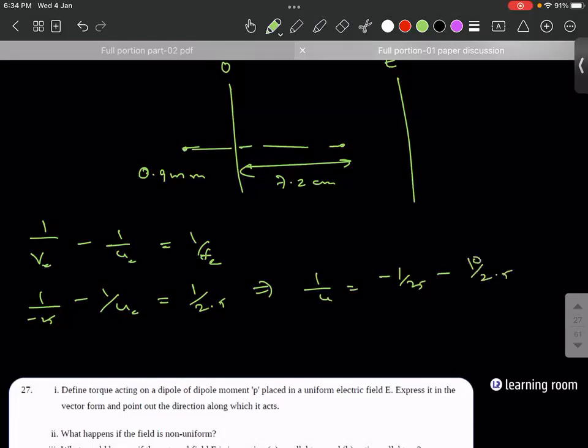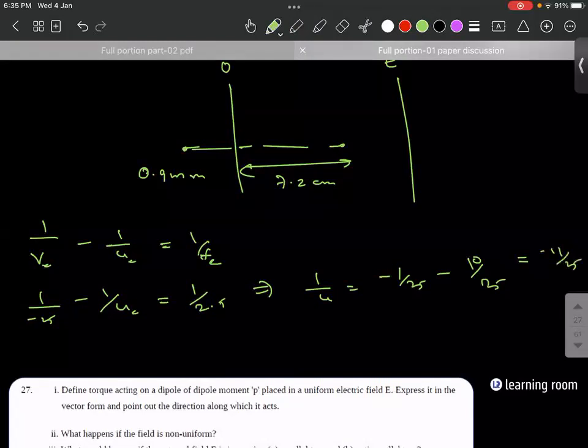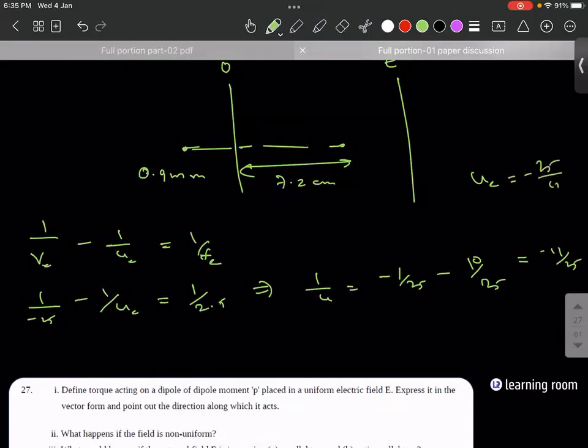But 10 by 25, can I write it? Correct? 10 by 25. So how much will be the answer? Minus 11 by 25. So UE will be 25 divided by 11 with a negative sign. So this will be 25 divided by 11 centimeters.